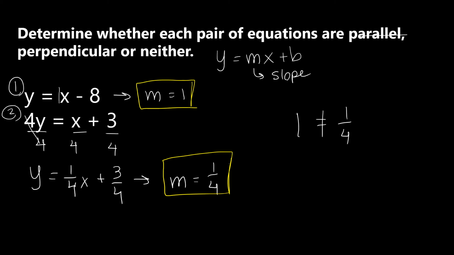Parallel, I don't see that they're equal to each other, so they're not parallel. Perpendicular means that I have opposite reciprocals. 1 is positive and 4 is positive, so they can't be opposite, so they're not perpendicular. So the correct answer for this one will obviously have to be neither.